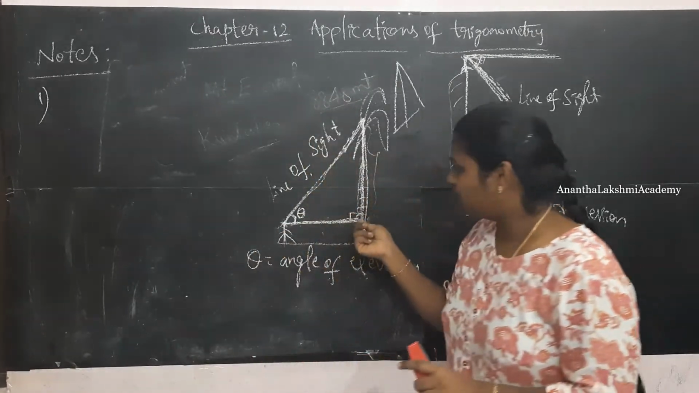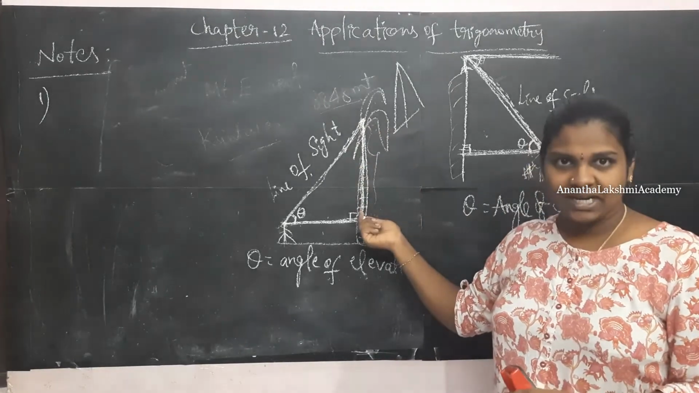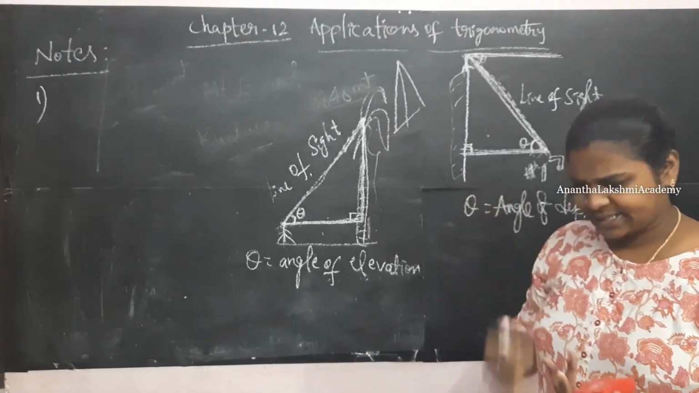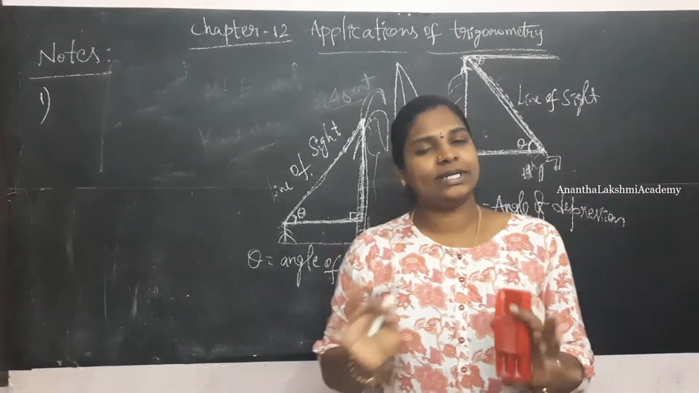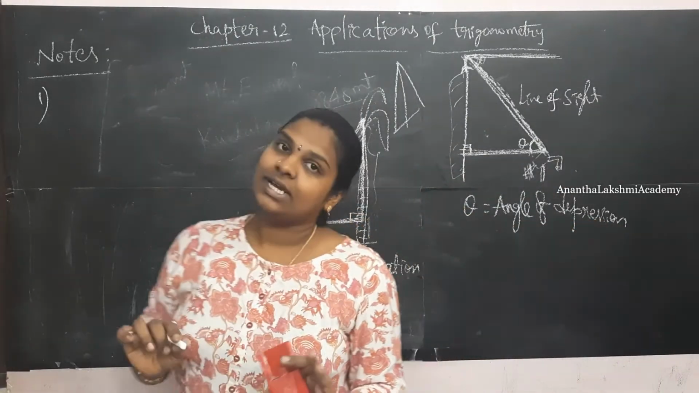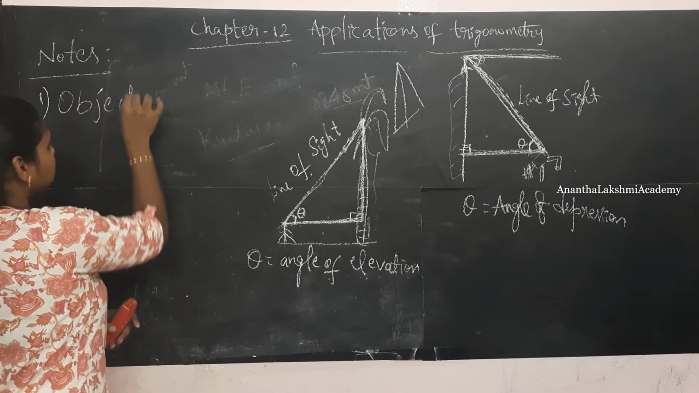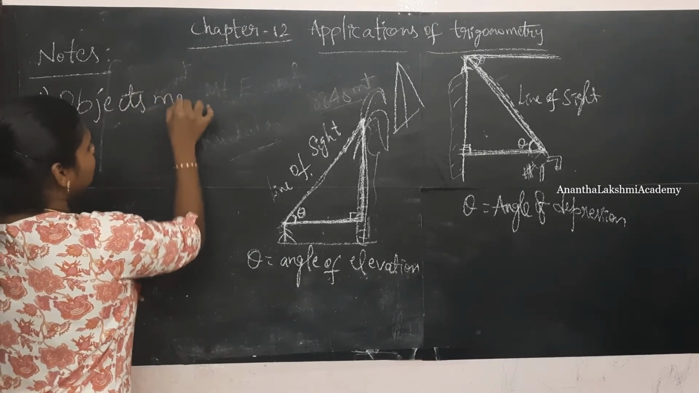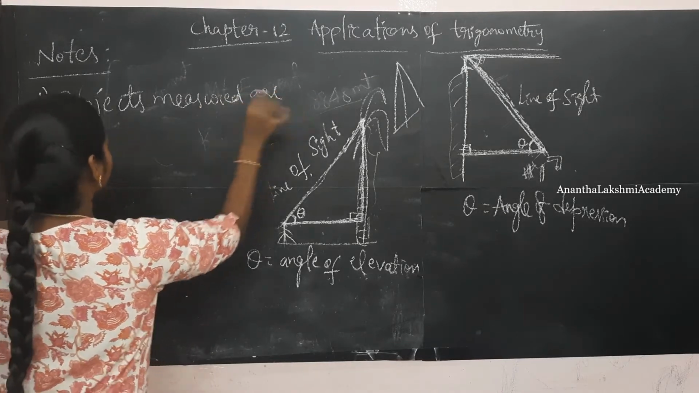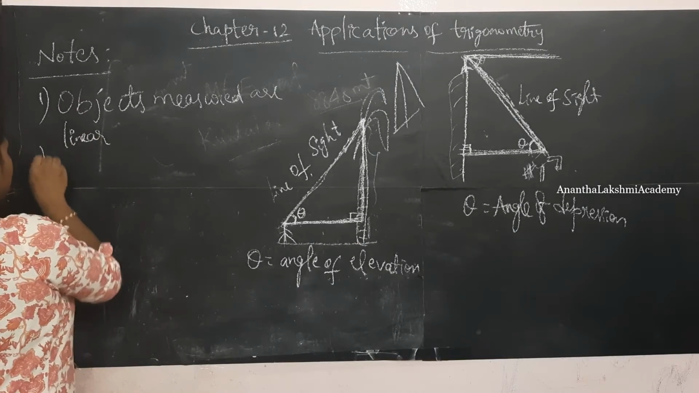If you look at this example, for the palm tree, what did I consider? A straight line. For the building, what did I consider? A straight line. That's what. For the electric poles, for waterfalls, for mountains, whatever we are measuring in this chapter, we are going to consider that the objects measured are linear. If you are having a pen and paper, please do make a note of it.